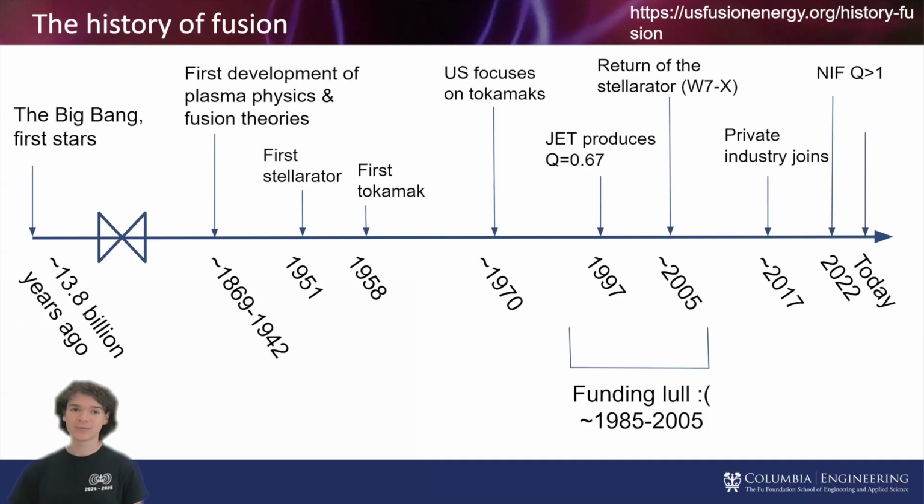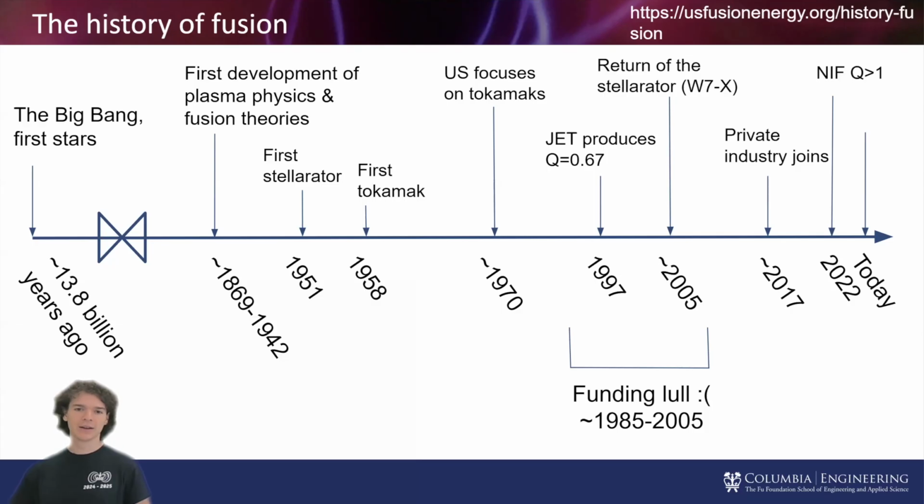The first development of plasma physics theories and fusion theories happened around the late 19th century or early to mid 20th century. Then the first stellarator device, the first fusion attempt at a stellarator, was created in 1951. The first tokamak was created a few years after that. And then the US and most of the world decided to focus on tokamaks a few years later because tokamaks were seeing a lot better performance than stellarators were at that time.